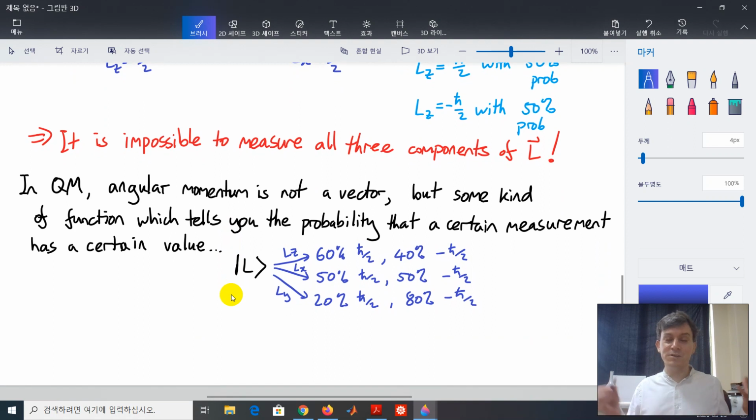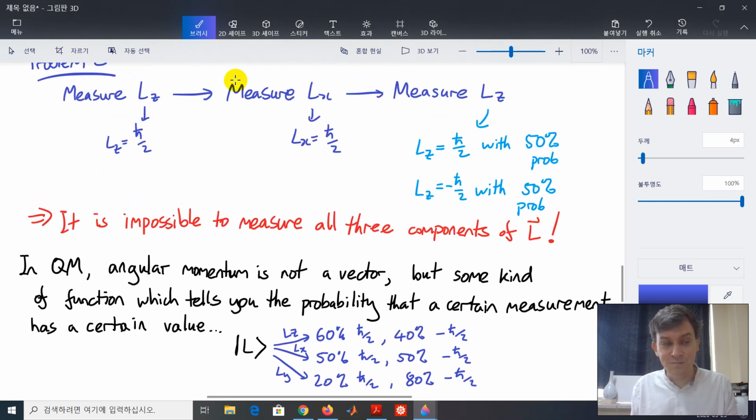Okay, so this is what the function tells you. You say, okay, I'm going to do an angular momentum measurement in this direction. And the function will tell you, okay, you have 80% chance of this result, 20% chance of this result. So that is how you define angular momentum in quantum mechanics. It might look strange, but quantum mechanics is very strange the first time you see it.